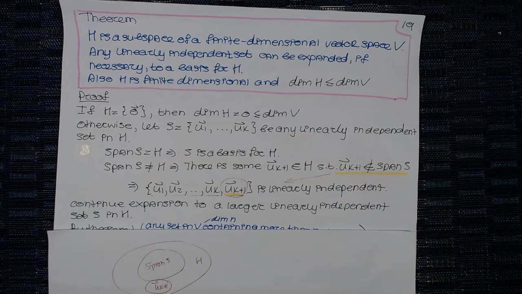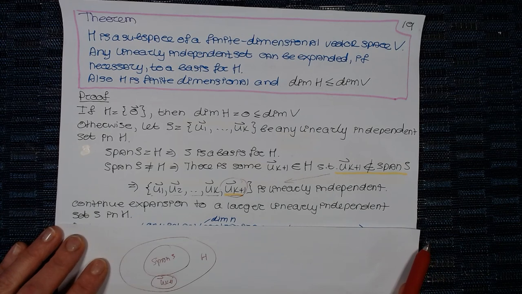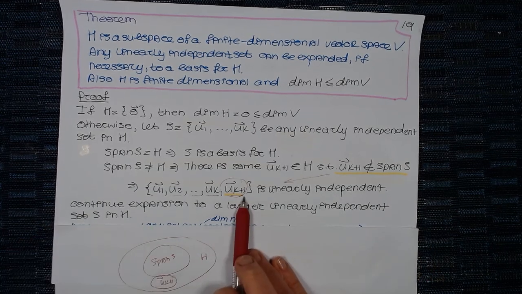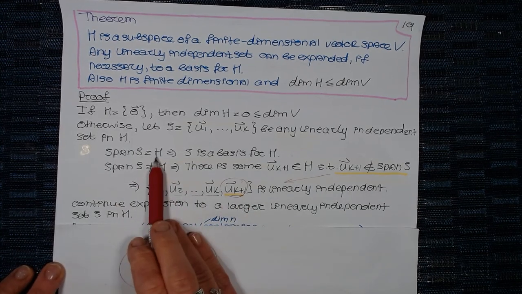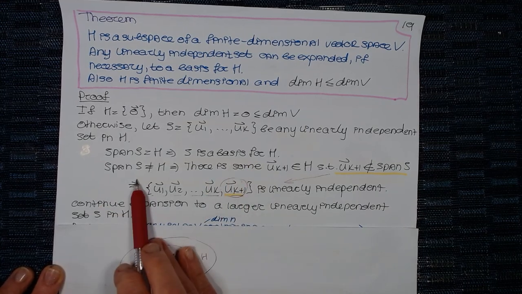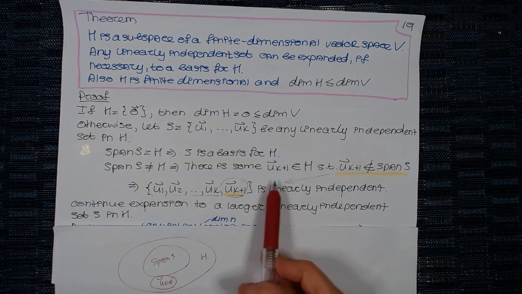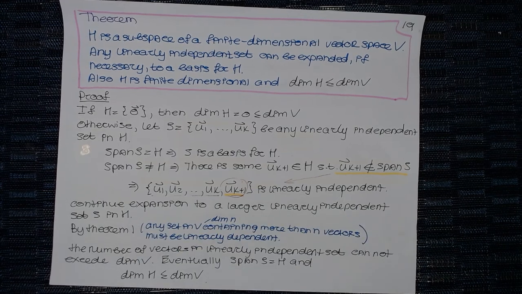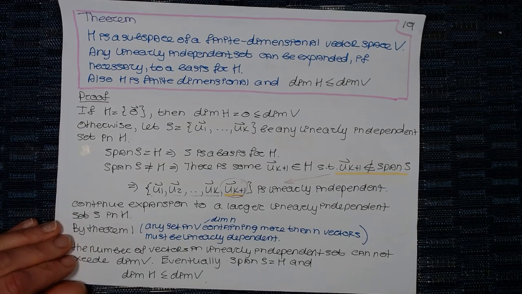You can basically continue this expansion to larger and larger linearly independent sets S in H. So add another vector, the set is linearly independent. Does the span of S equal H? If it does, then S is a basis. If it doesn't, add another vector. Again, it will be linearly independent because the next vector will not be in the span of the previous ones. So you can continue this procedure over and over until span of S equals H.